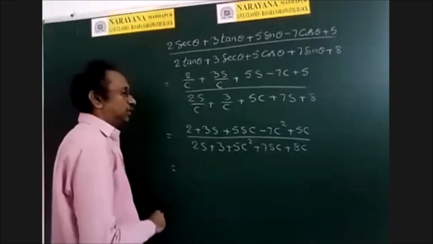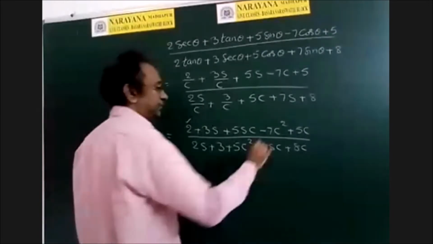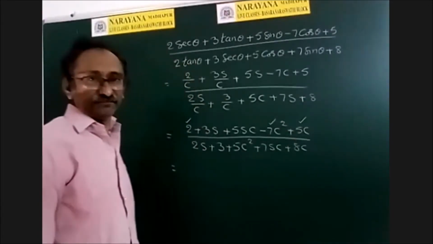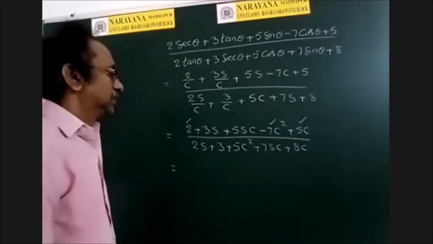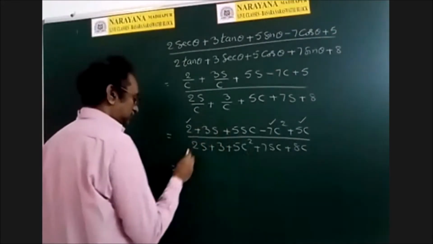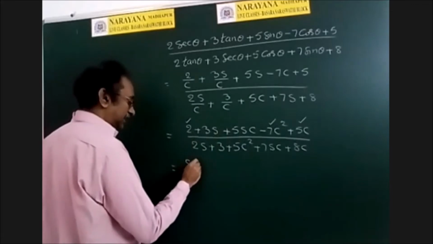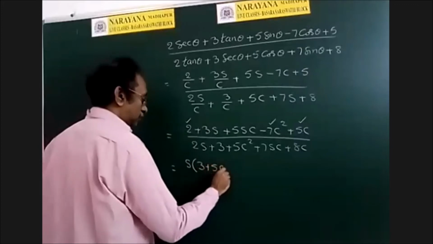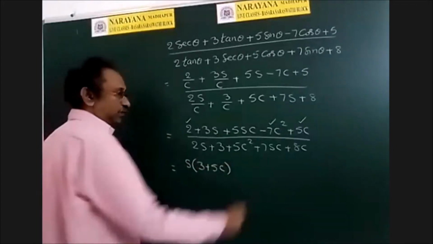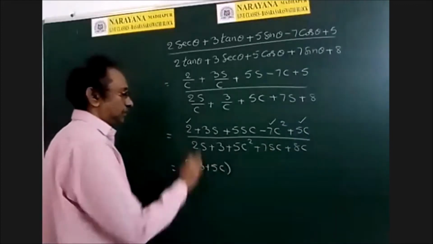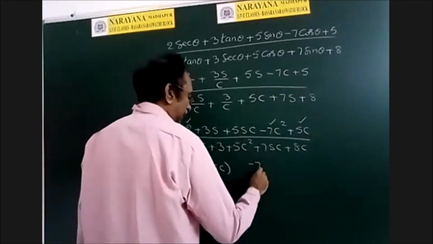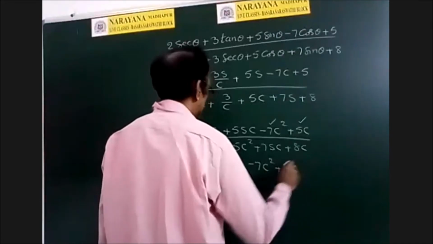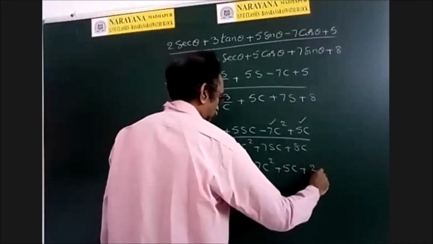So this is a constant term, this is cos square term, that is cos term. So that is a quadratic in cos. These two are the remaining two terms. Out of them, if I take sin theta common, that is 3 plus 5 cos. And what are the factors of minus 7 cos square plus 5 cos plus 2?